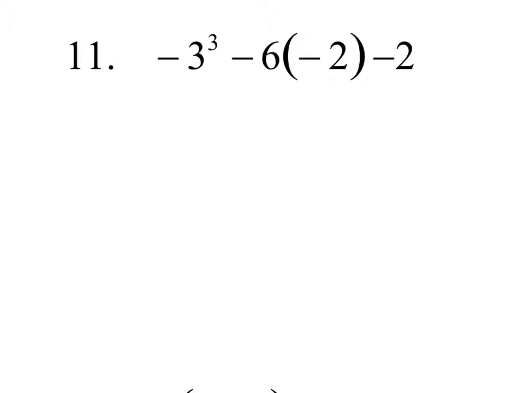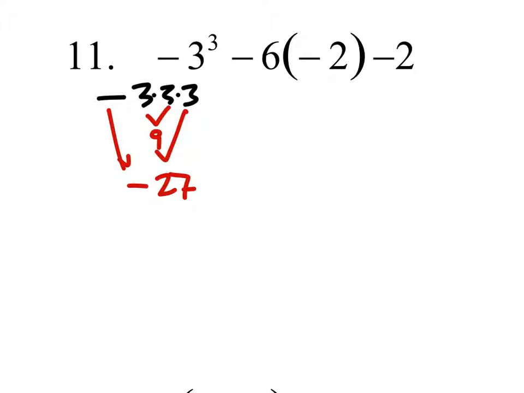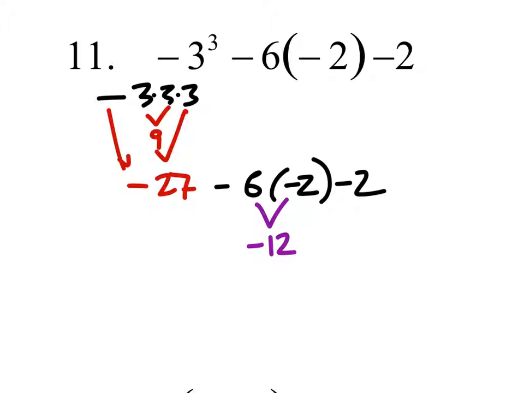All right, so this has the negative in front of that 3 right here in the beginning part, but it's not in parentheses, right? So this really becomes a negative 3 times 3 times 3. So 3 times 3 is 9, times this 3 is 27, and then we'll bring down this negative. So now we'll do the multiplication here. 6 times negative 2 is negative 12.